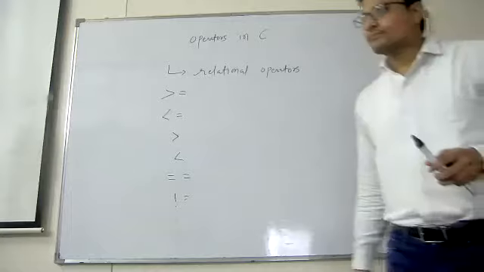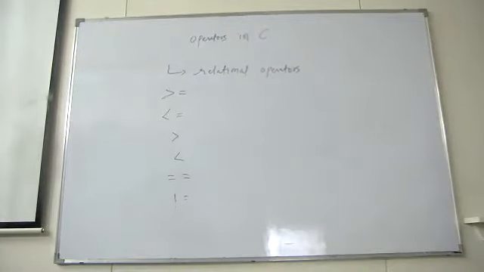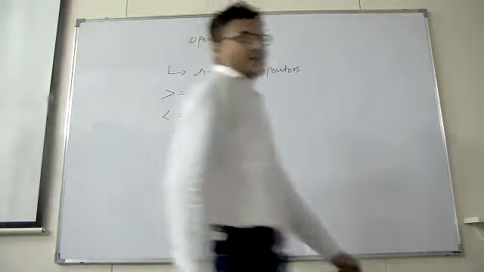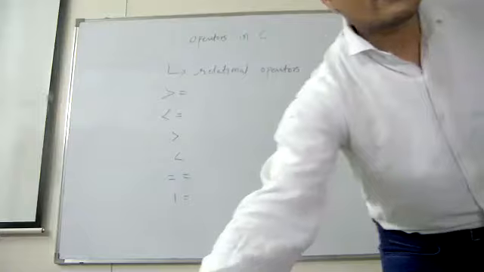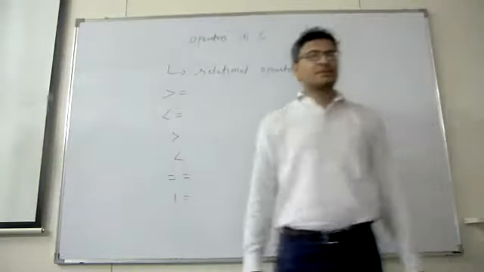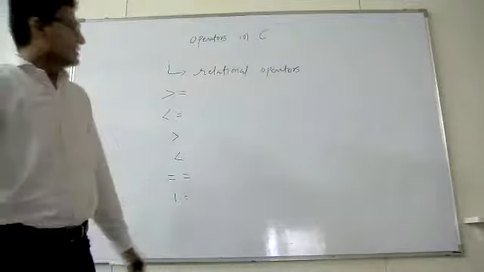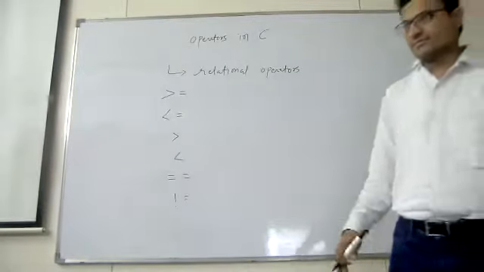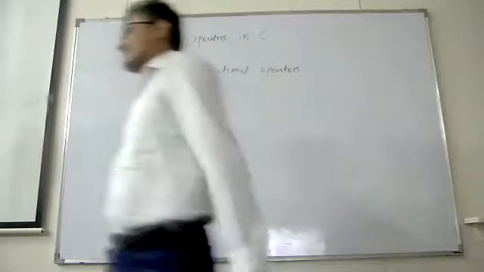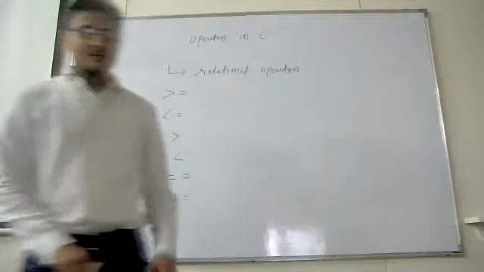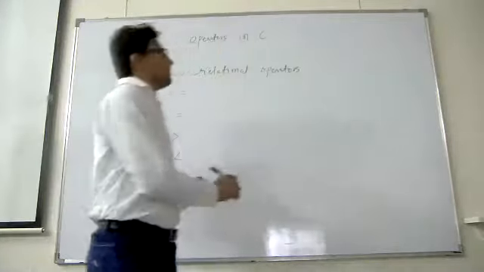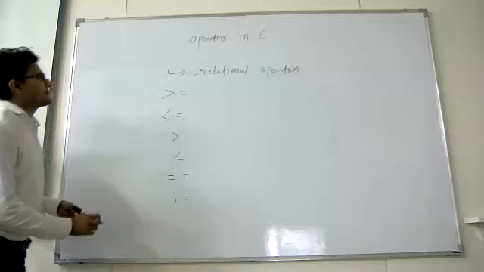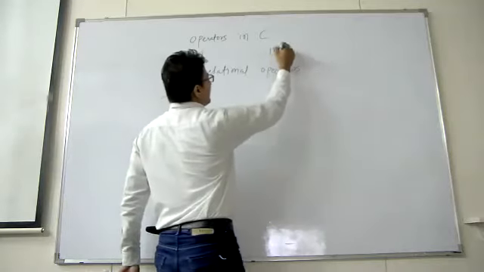Generally, for comparison of two operands, we use relational operators. We generally use these relational operators in conditional statements to check the condition of two operands. Clear? Okay.